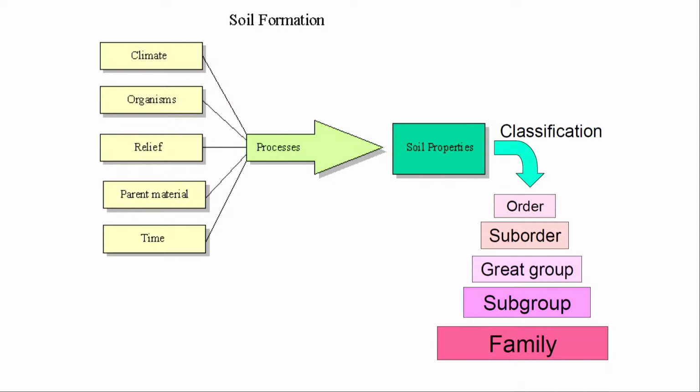Here, if you see, soils are formed because of these 5 factors: climate, organism, relief, parent material and time. And these factors lead to a process we call soil forming processes or pedogenic processes. And this process develops the soil properties. And these properties we use to classify the soils, which I discussed in detail yesterday. That is, soils are classified at order, suborder, great group, subgroup and family level.